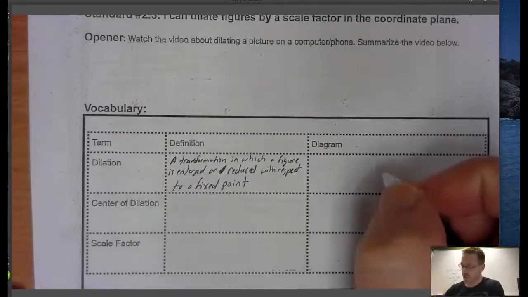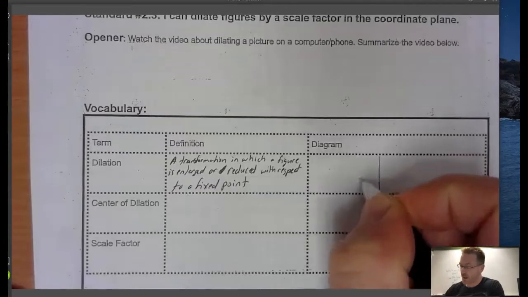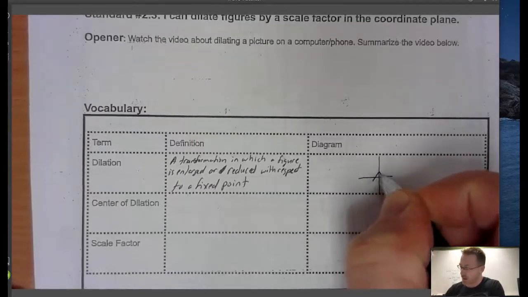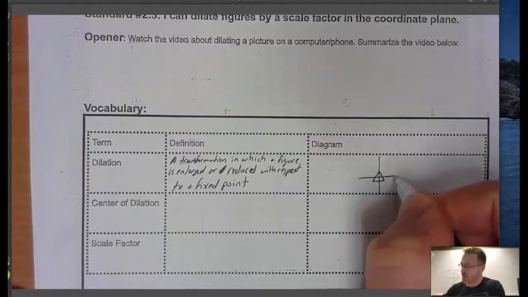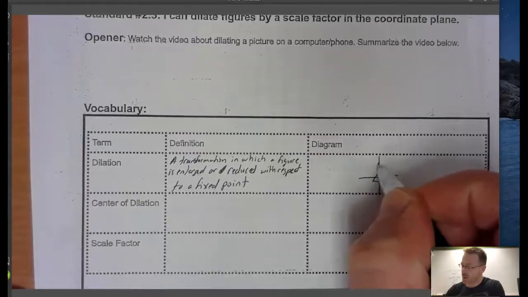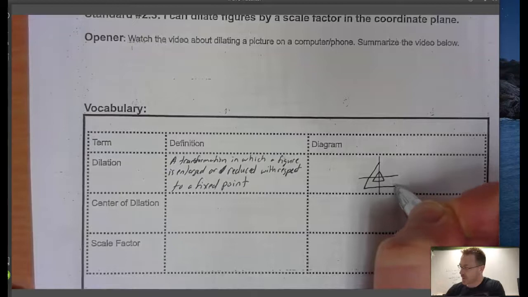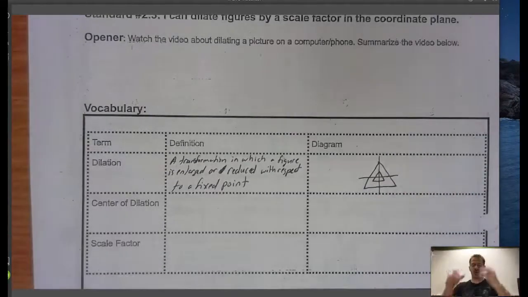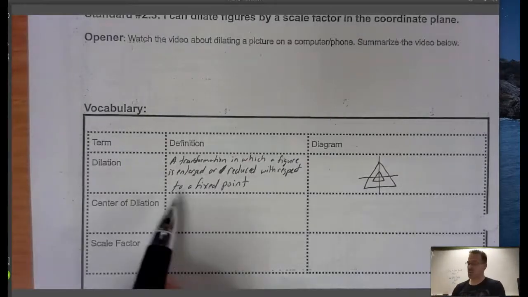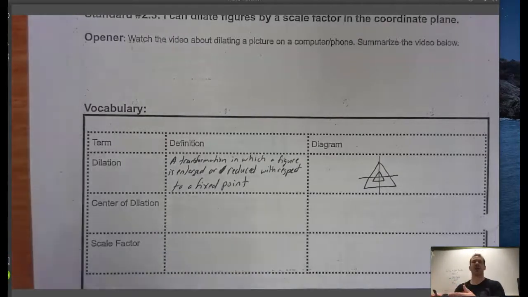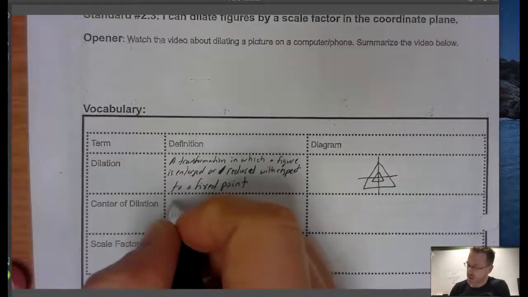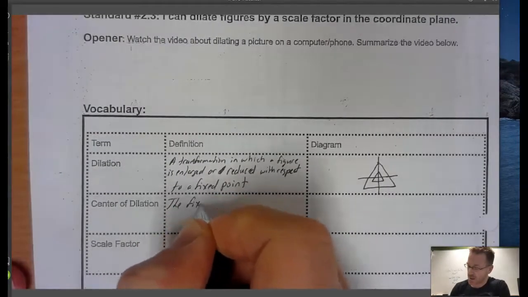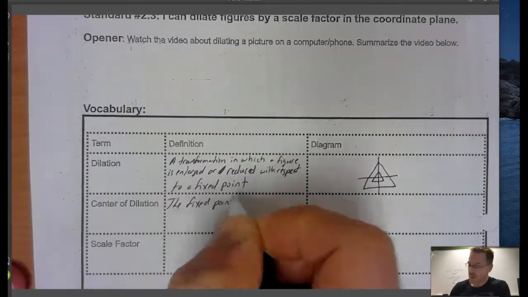So for example, if we think about having a triangle like this, and we're going to dilate it, we might enlarge it, and then it might look something like this. It's going to have the same shape, but it's going to become bigger or smaller. Now, this fixed point, we talk about that as the center of dilation. That's what we are enlarging it or reducing it in regards to. So this is the fixed point in a dilation.